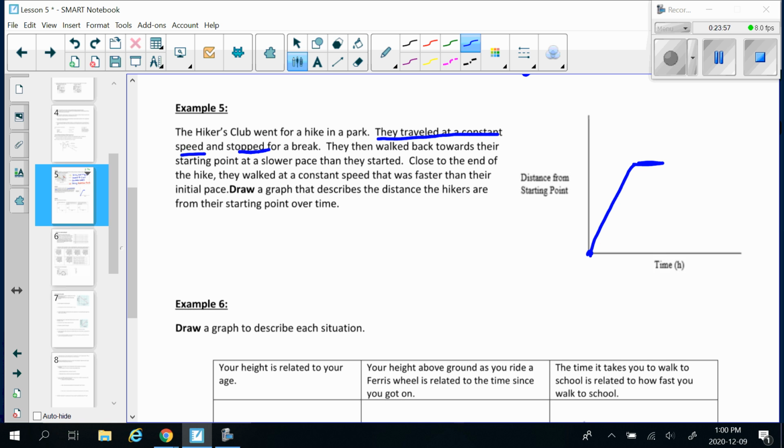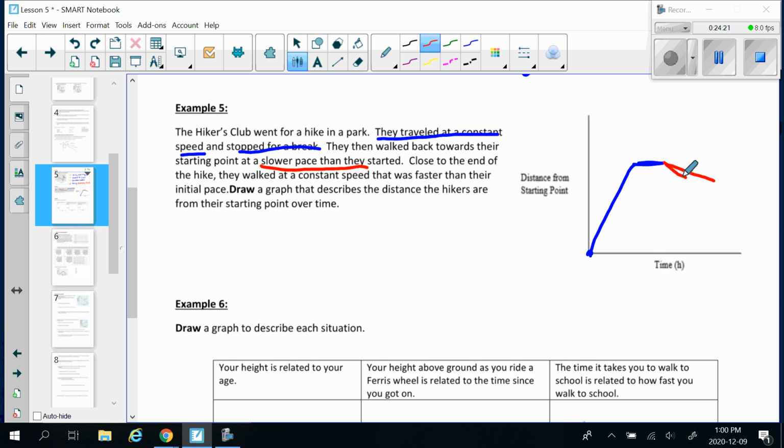Okay. Then they walked backwards towards their starting point, but they walked at a slower pace. So slower pace means this better be not so steep. So I just got to make this clear that that's not as steep as the blue piece. That's not very clear at all. Like this, okay? A slower pace than when they started, but they didn't make it all the way back.